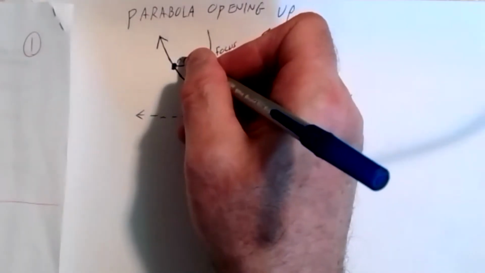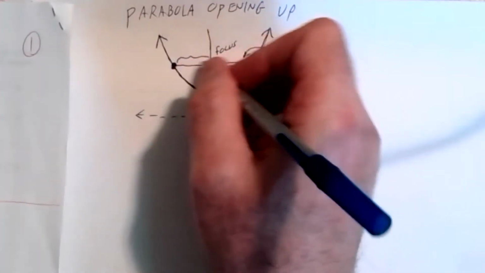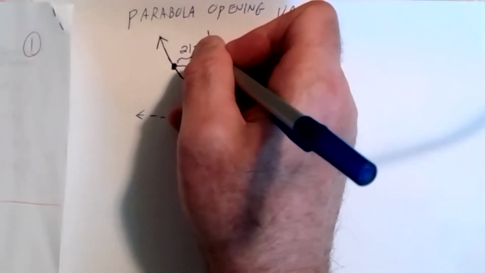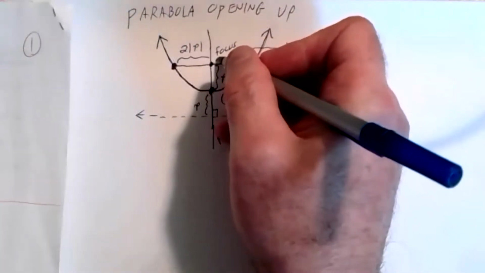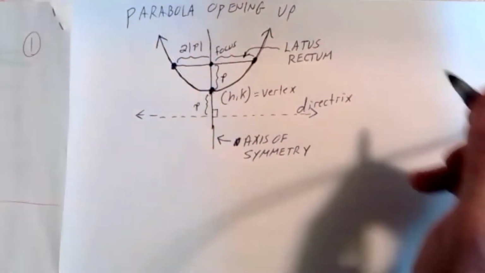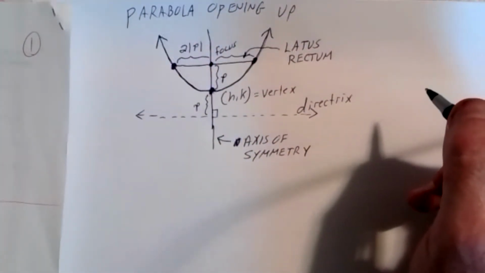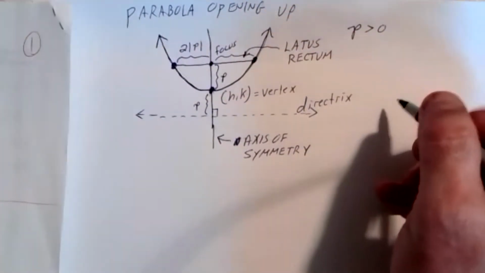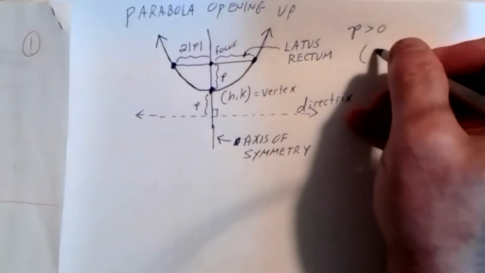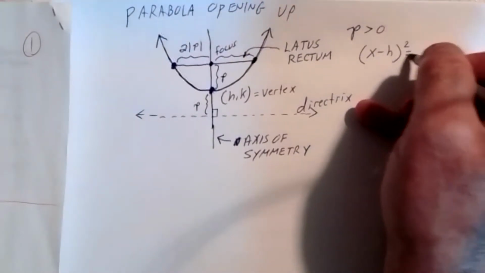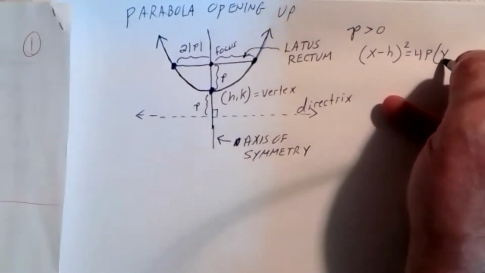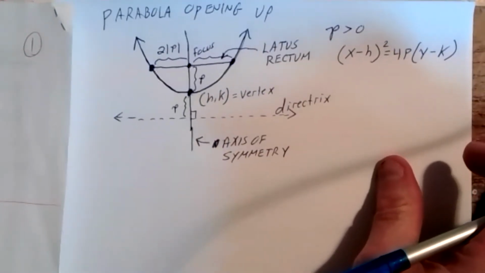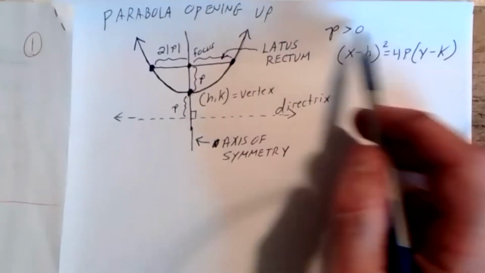Now, the distance between the point on the parabola and the focal point that lies on the latus rectum is 2 times the absolute value of P. Likewise, that is this distance here, 2 times the absolute value of P. Now, we know that P is greater than 0 because this parabola opens upwards. We know the standard form equation for this parabola would be (x minus h) squared equals 4 times P times (y minus k). That is the standard form equation for a parabola that opens upwards, and notice that number P is positive.